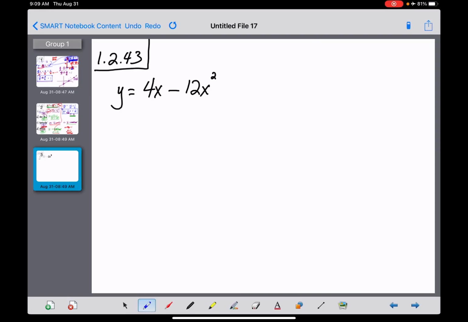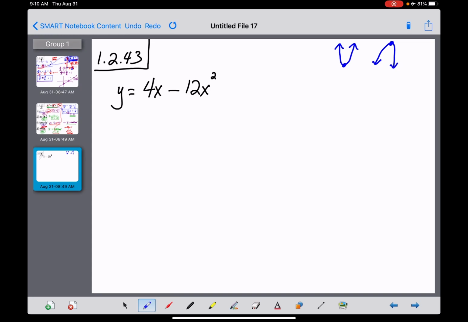Number 43, our directions right here are to complete the square and find the minimum or maximum value of the quadratic function. Hopefully you guys remember that a quadratic function is either a parabola that opens up or a parabola that opens down. It's one or the other. And the direction that it opens determines whether it has a max or a min. An upward opening parabola has a minimum value, but no maximum, because it keeps rising on both sides. And a downward opening parabola does the opposite. It has a maximum, but no minimum, because it goes down on both sides.